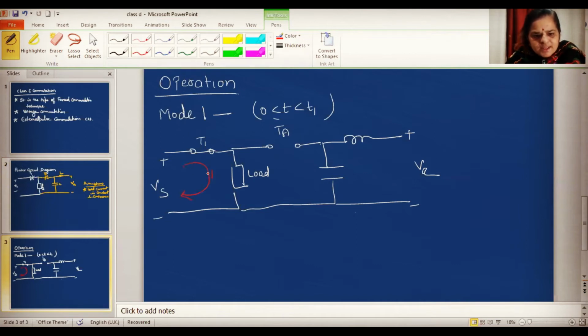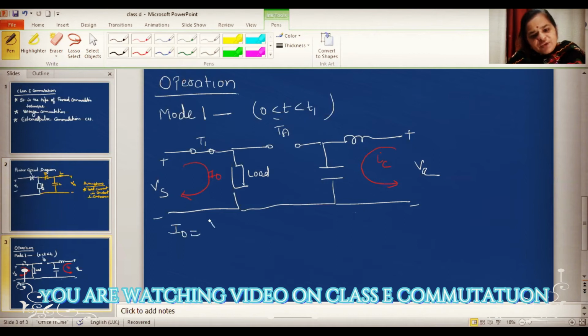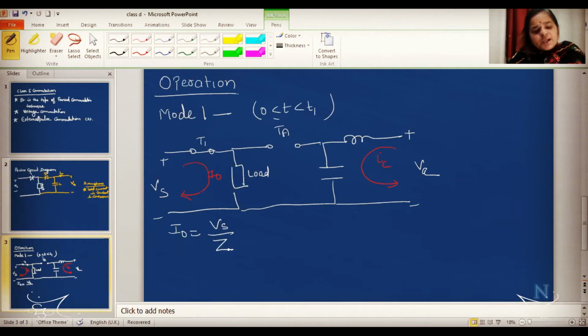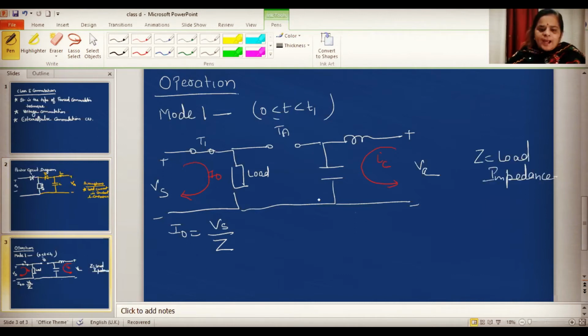One is this I0 and another here, the current will flow like this and that is IC. So what will be the values of these currents? I0 will be, as we have taken the assumption that it is constant and continuous, Vs by Z. What is Z? Z is the load impedance.